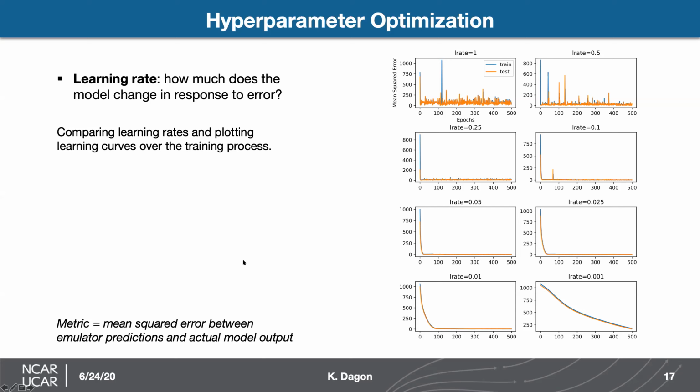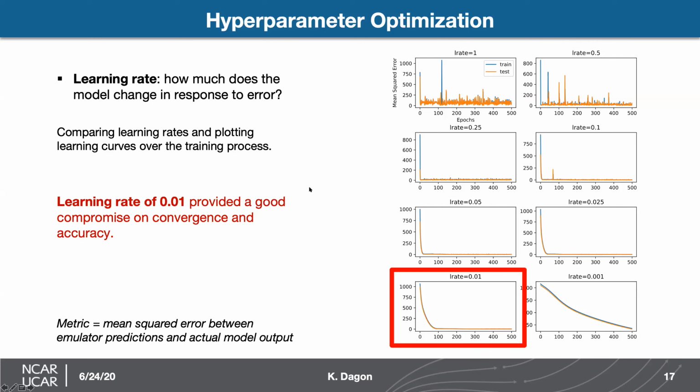And so all the plots I'm showing here are looking at how the error term, which is the mean squared error between the predictions and the model output, evolves over the training process. And so the x-axis is the training steps, the epochs. If you compare these curves, what you can see is that I settled on a learning rate of 0.01 because it provided a good compromise between speed of convergence and accuracy.